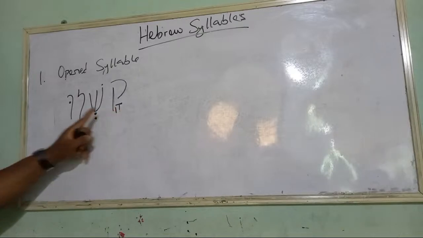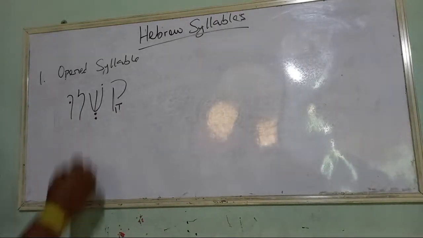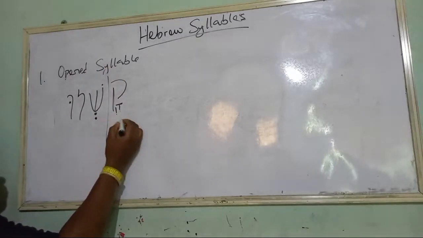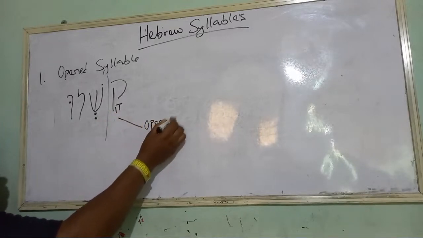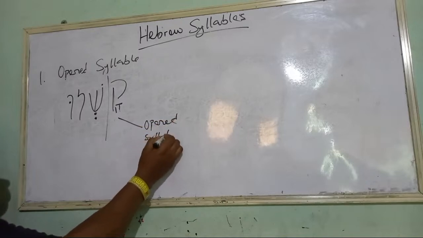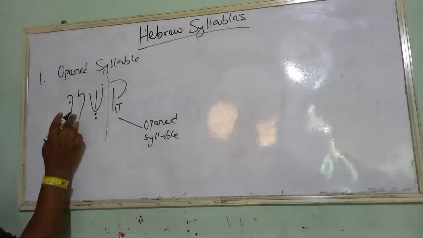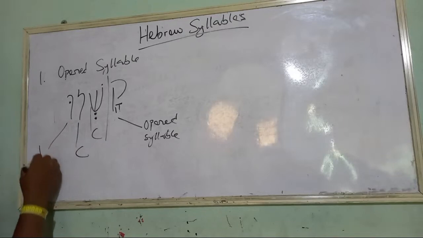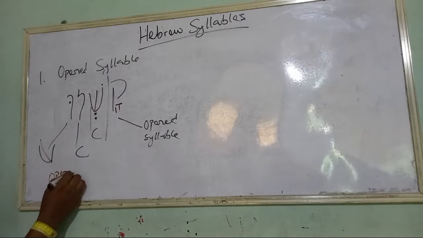We have kamets and we have shureq. That means there are 2 syllables in this word. This syllable is written with what? A meteg, so it is automatically an open syllable, because meteg will always open a syllable. And this syllable we have consonant, consonant, vowel. So this is also an open syllable.